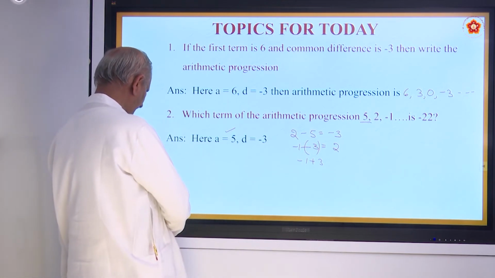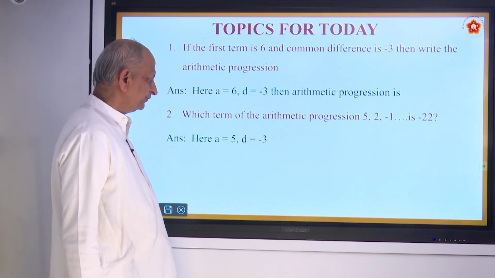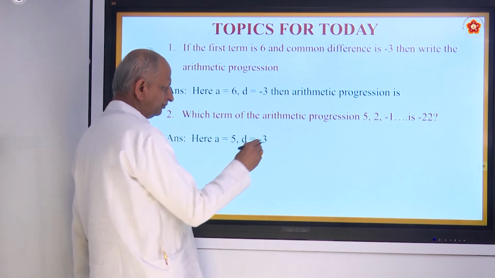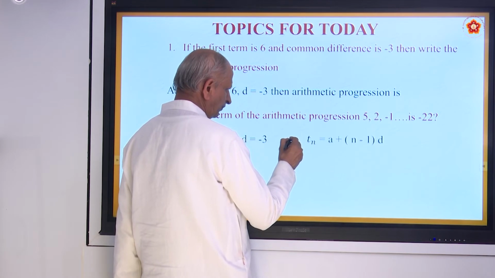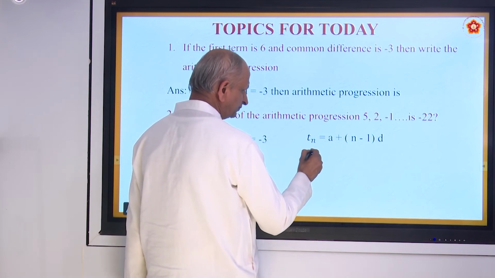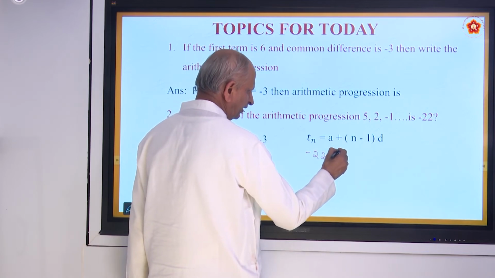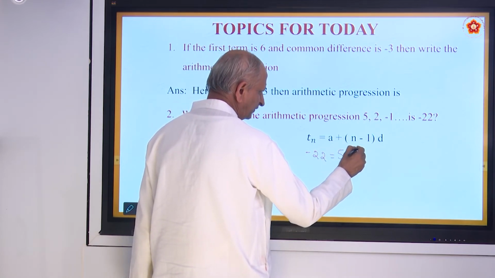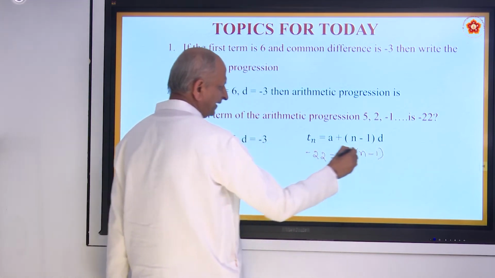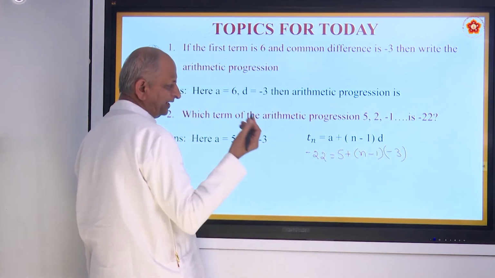So here A is given and D is given. You are asked which term they are asking, means n you must find out. Formula is Tn equals A plus n minus 1 into D. Here Tn is given, minus 22, and A is 5 plus n, we do not know, into D. D is how much? Minus 3. Always write in bracket. So find the value of n, that is all.